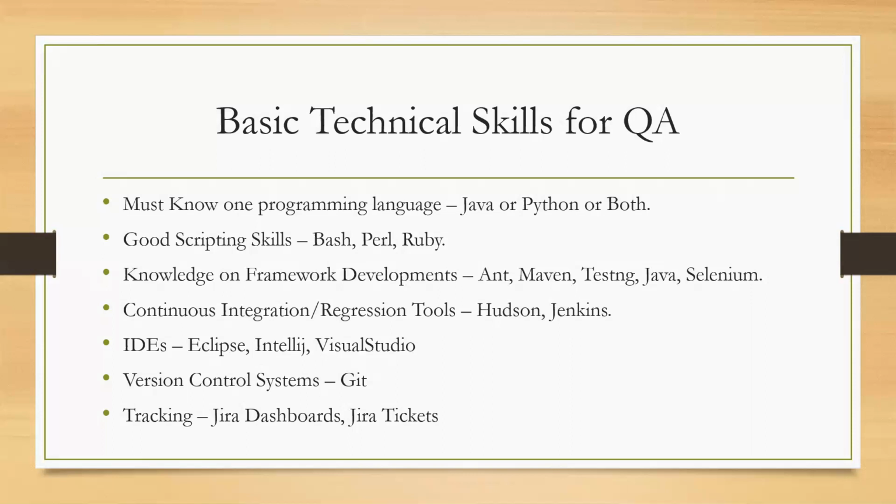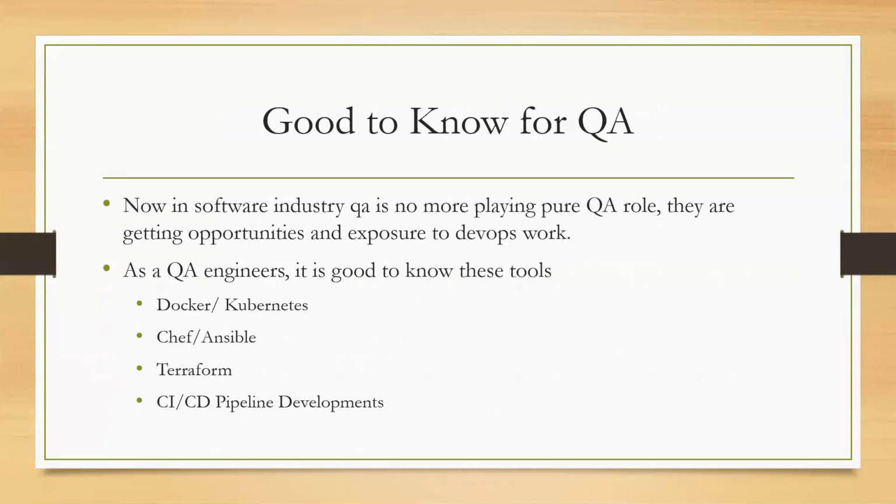So if you look at the software industry, from the software testing side, people were following the waterfall model for some time. Now if you look at any company, most of the companies are following the agile model. So in agile, they mostly use Jira dashboards and Jira tickets for tracking. Good to know for a QA engineer.